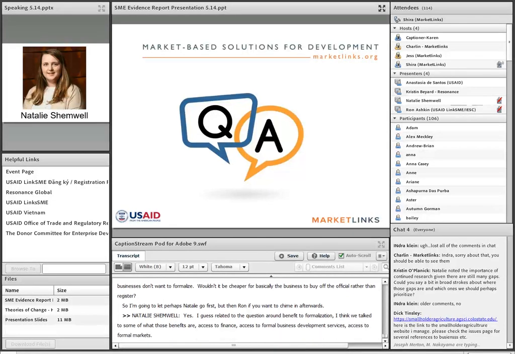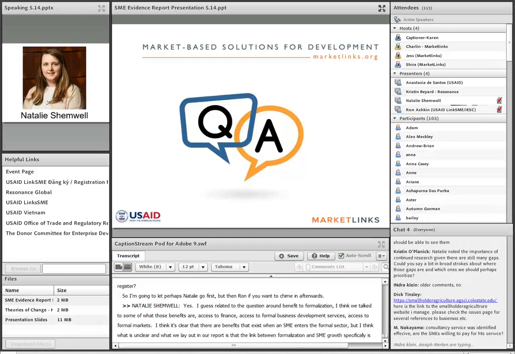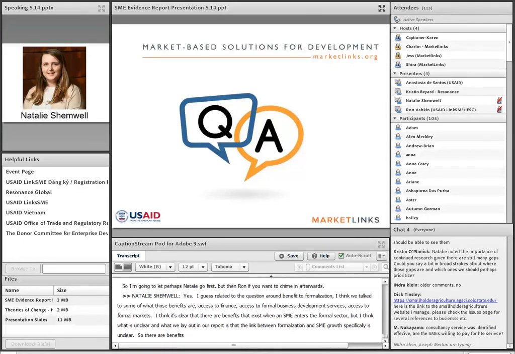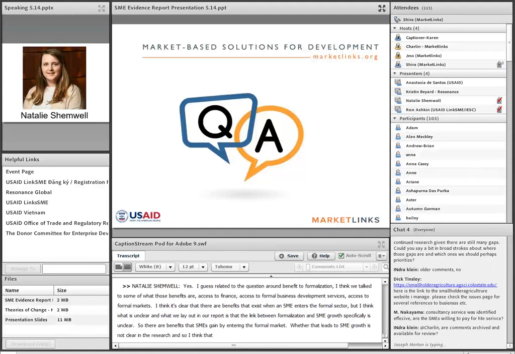So I think it's clear that there are benefits that exist when an SME enters the formal sector. But what is unclear, and what we lay out in our report, is that the link between formalization and SME growth specifically is unclear. There are benefits that SMEs gain by entering the formal market, but whether that leads to SME growth is not clear in the research. And so I think that's the part that's uncertain around formalization.